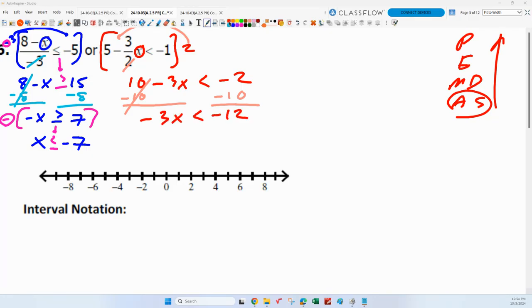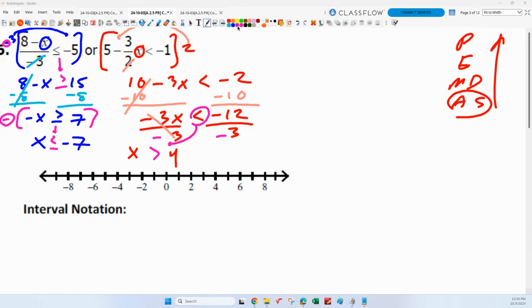Last step? Divide by -3. Good. Which cancels the -3's. So I get x by itself. And what do I have to remember to do? Got to flip the inequality because I divided by a negative. So that flips to greater than, and -12 divided by -3 is +4. So then there are my two parts.